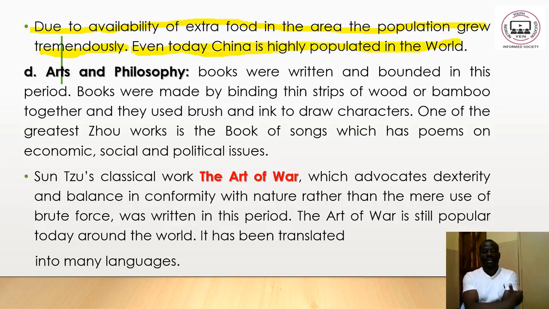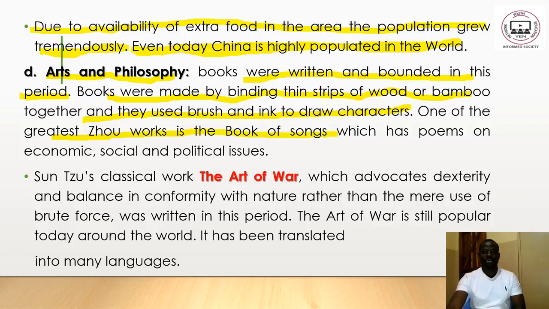And again, arts is another contribution of the Zhou dynasty, arts and philosophy. So books were written and bound during this period of the Zhou. So books were made by binding thin strips of wood and bamboo. They were bound together and they used brush and ink to draw the characters. So one of the greatest Zhou works is the Book of Songs, which has poems on economic, social and political issues. And there is also another book that is written by Sun Tzu. This one is a classical work that is called The Art of War.